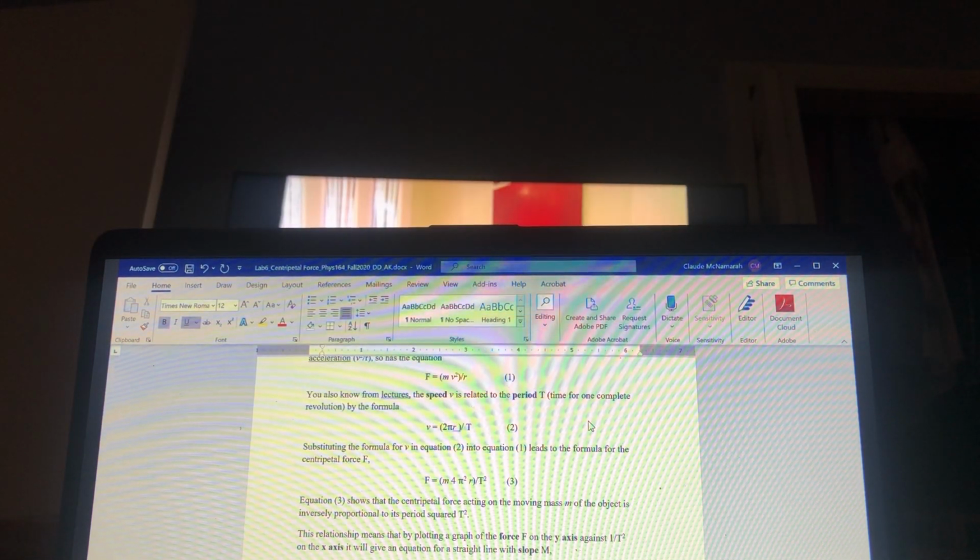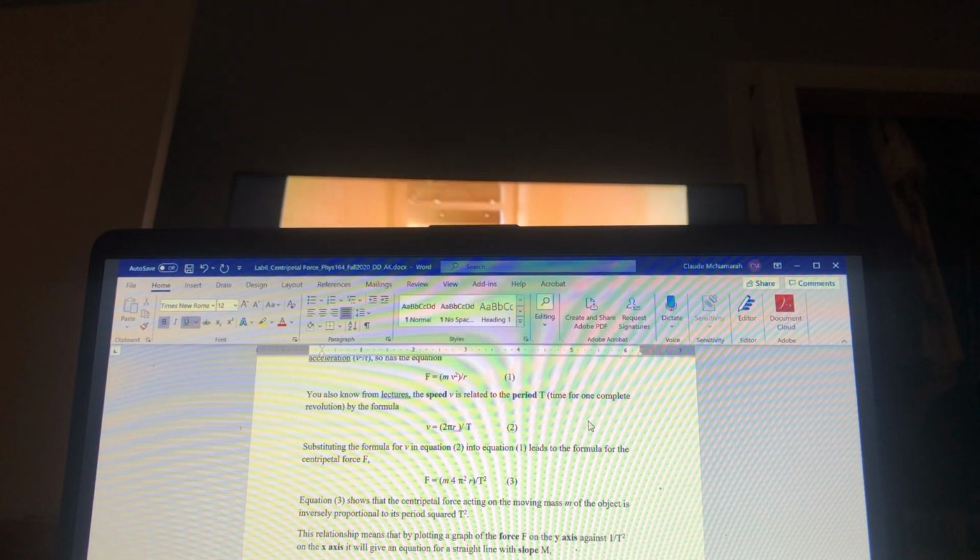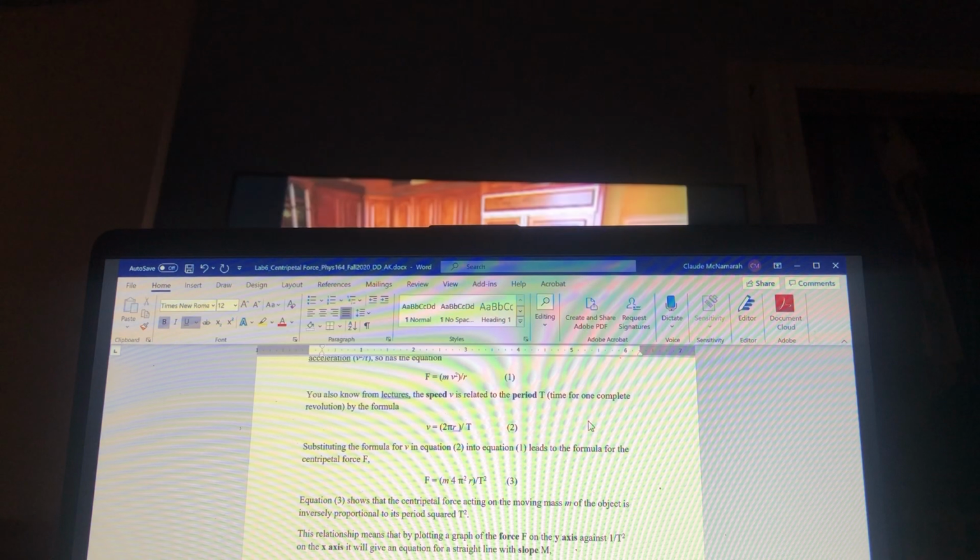And so when we do that, we get that the force is equal to m 4 pi squared r over T squared. So that is relating the force to the period. Period and the force are related by F is equal to the mass that is rotating times 4 pi squared times the radius of rotation divided by the period squared. So equation 3 shows that the centripetal force acting on a moving mass m is inversely proportional to its period squared.